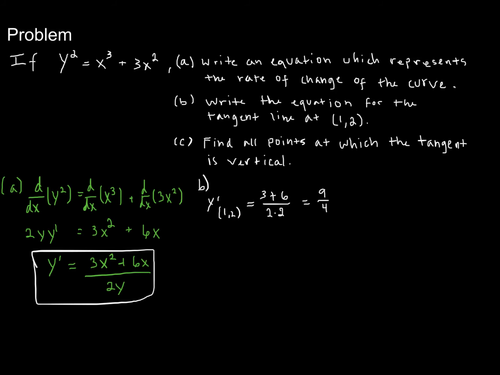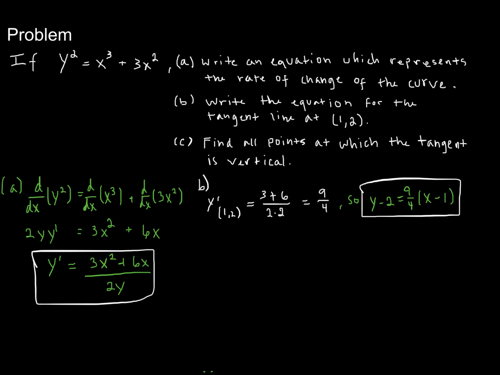And that means that my equation that I'm looking for is going to be y minus 2 equals 9/4 times x minus 1. And you could go ahead and simplify that through if you want, but this is perfectly fine.